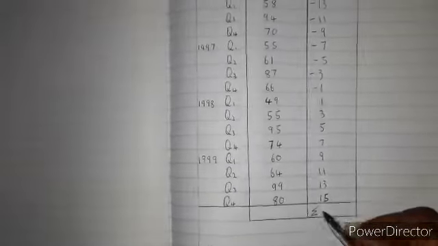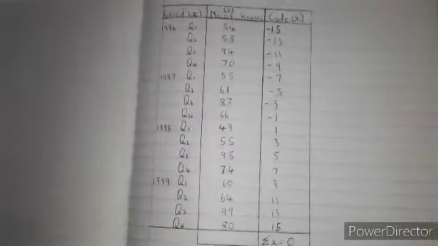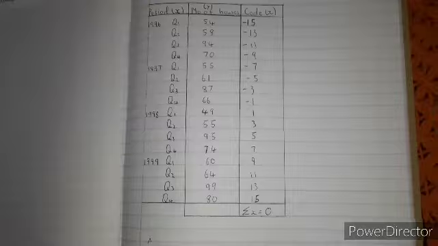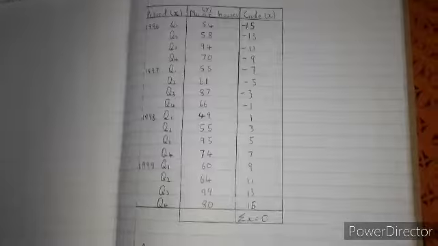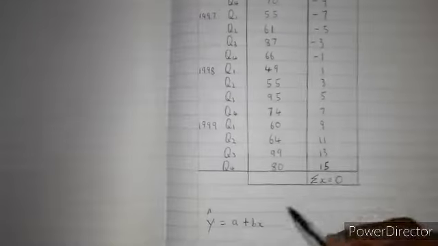That was the zero-sum coding method. If we add all these values, it will give us 0. That is why it is called the zero-sum coding method. The sum of x will always be equal to 0. Now let's determine the trend line equation using the zero-sum coding method.